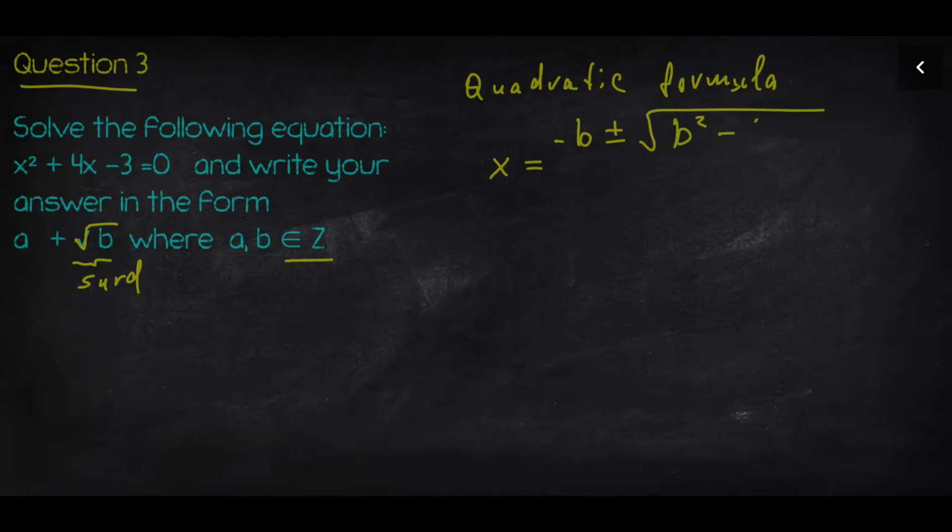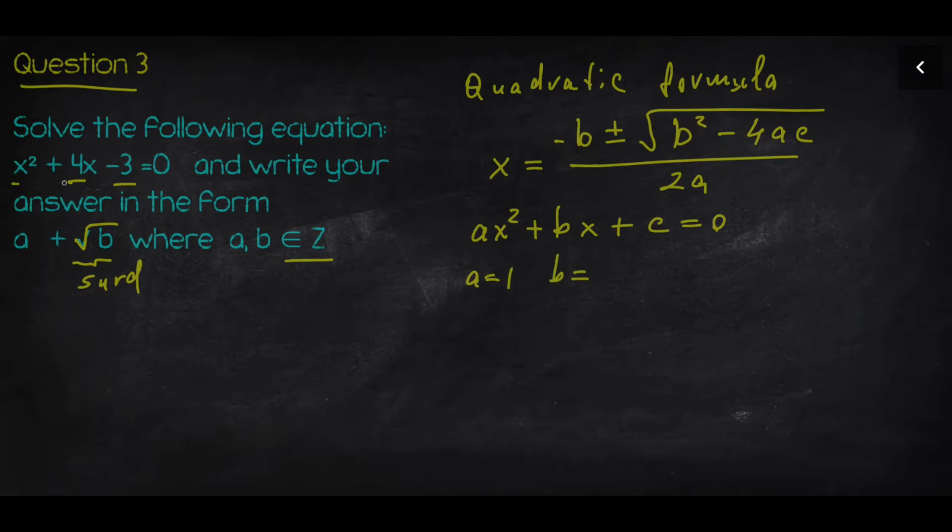What stands for a, b, and c? This is the general form, ax squared plus bx plus c equals 0. This is the standard form of the quadratic equation. So we just need to compare term by term, finding out the coefficients. Coefficient a is 1, coefficient b is 4, and coefficient c is negative 3. We're just going to plug into this formula in order to find the x values.